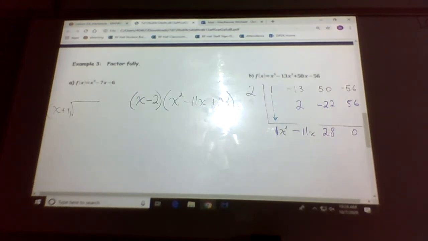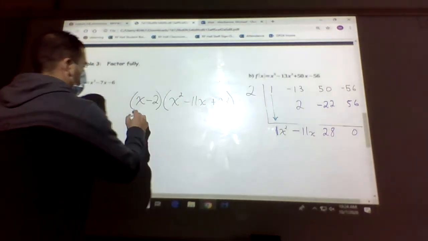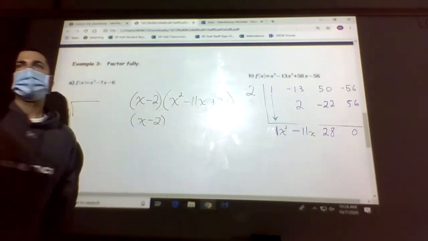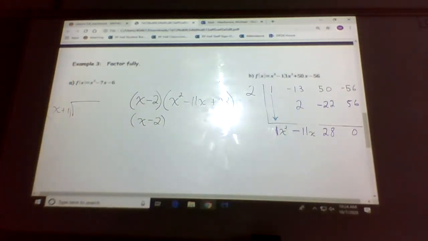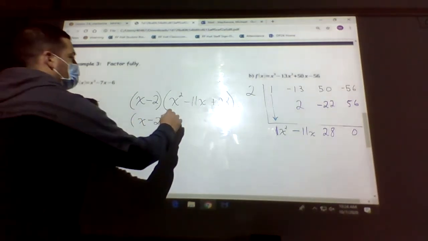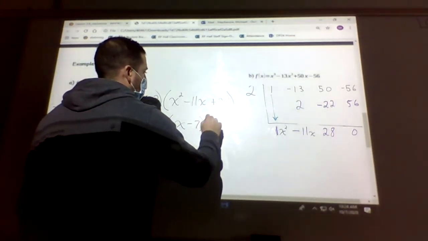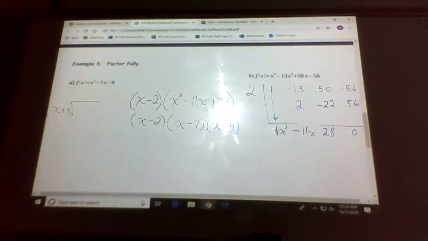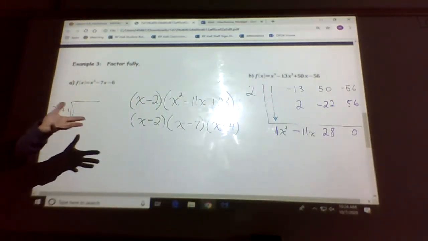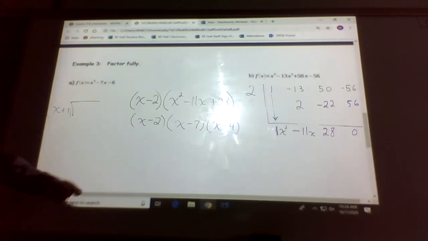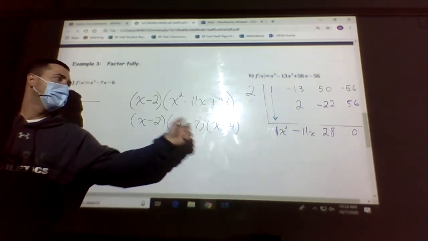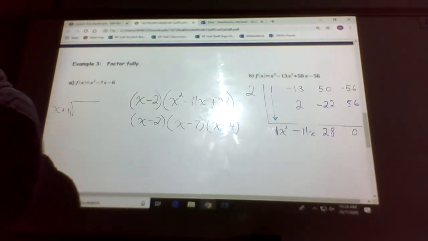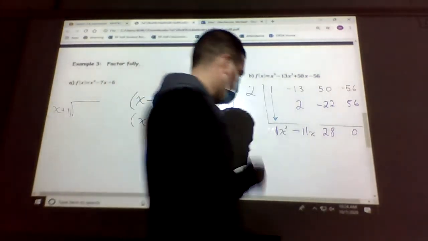Yeah. Okay. So now here, we get the quadratic. Two numbers that multiply to 28 and add up to negative 11. Negative 7 and negative 4. And then in the next chapter, we end up saying what are the x-intercepts. Then we take it one step further, and your x-intercepts would be 2, 7, and 4. But that's next chapter.